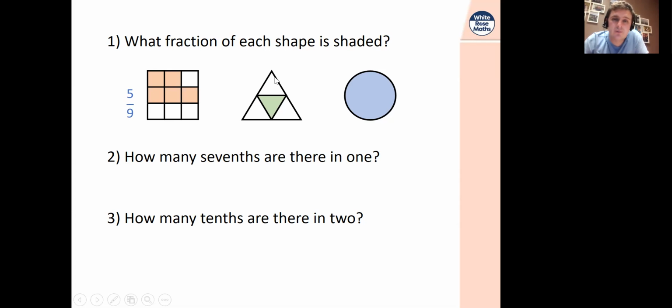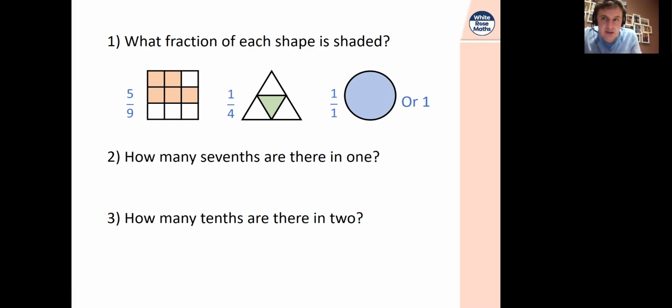In the triangle, we've got 1, 2, 3, 4 equal parts. One of them is shaded. So that's 1 out of 4, or 1 over 4, or 1/4. We don't say 1/4 like that. Heard a few people saying that last week. And with the circle, you can see that the whole thing is shaded. So we'd call that 1 out of 1 part, because it's just one big part, or 1.